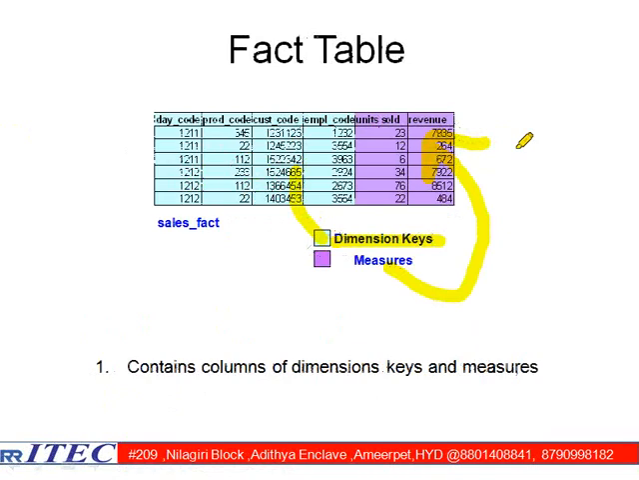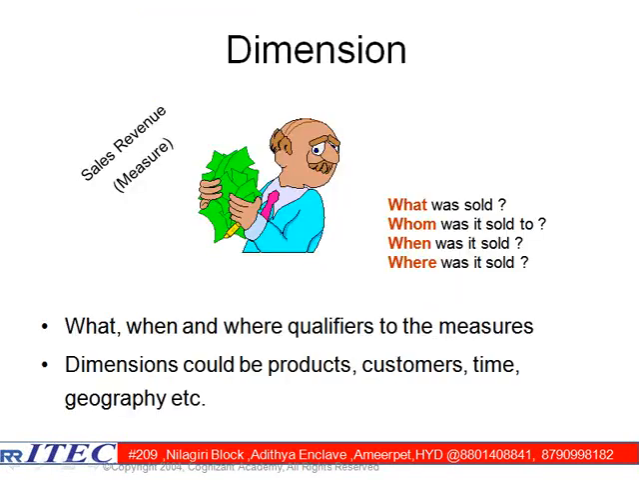In other words, whatever day code is available here, this day code is called a foreign key. Where is the primary key? This day code acts as the primary key in the time table. In the time table, the same day code is acting as the primary key. What is the meaning of primary key? It is a unique record. You got my point? Right.